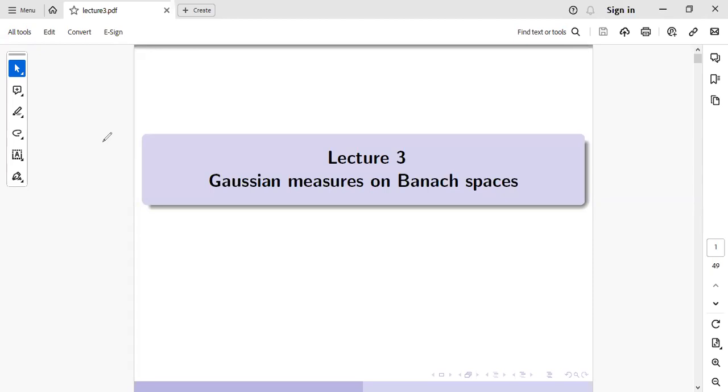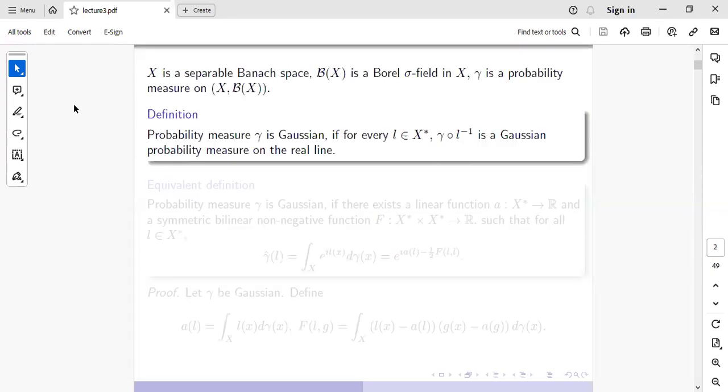The aim of this lecture is to introduce the notion of Gaussian measures on Banach spaces. In the previous two lectures, we looked at Gaussian measures in n-dimensional space. Today, we will define what is a Gaussian measure on a general Banach space. My setting will be the following. X is a separable Banach space.